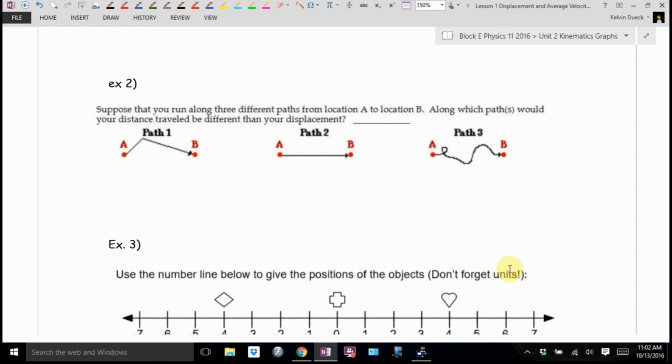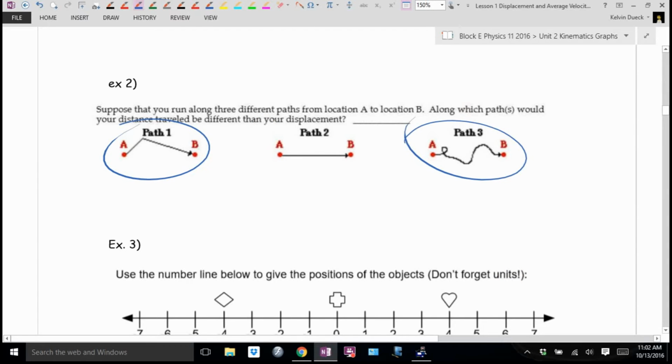So if you don't make any changes in direction, if you go in a straight line, all lines are straight, but you know what I mean, your distance and your displacement will be the same. But yeah, path 1 and path 3, you'll have a different distance. Your displacement would be that. Your distance is all over the place.